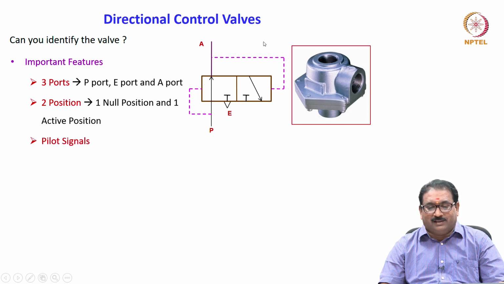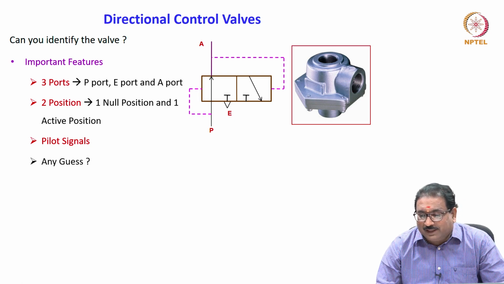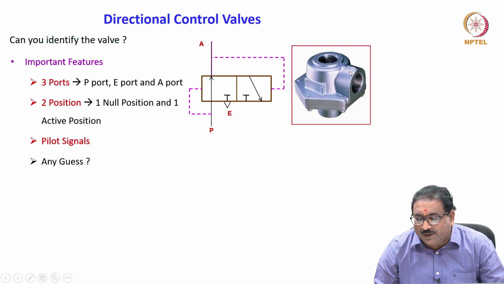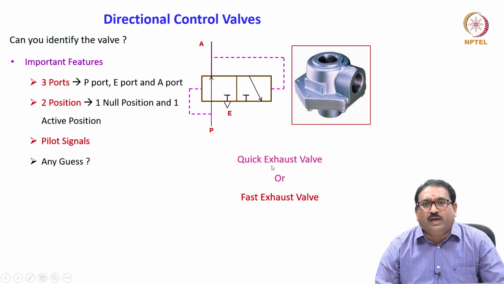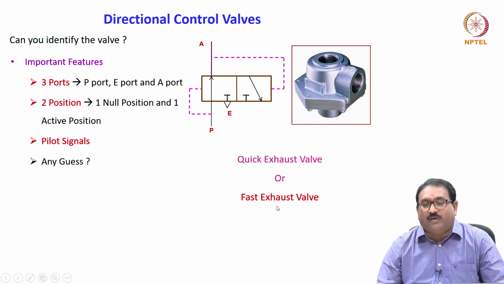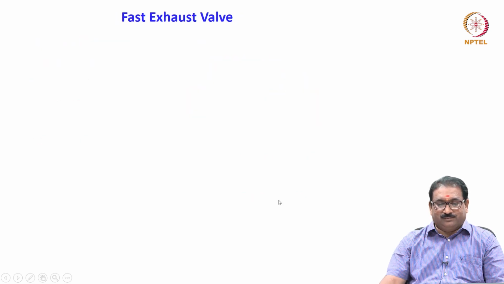Then pilot signals are there. Dotted lines mean pilot signals. Any guess what it is? Already you can see here the big port opening and the small port opening, and one port is here. This is a commercially available valve. What is this valve? Yes, quick exhaust valve or fast exhaust valve.